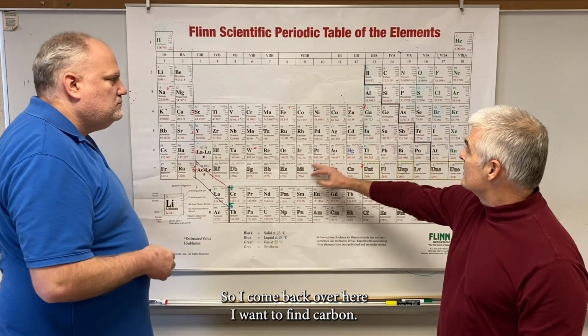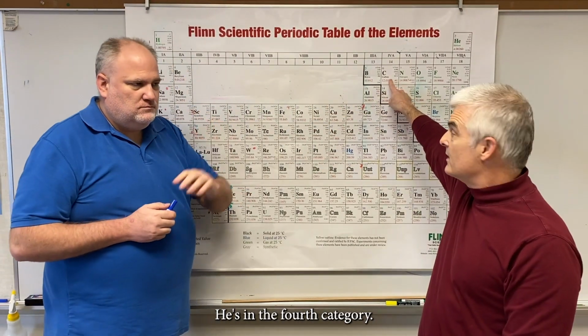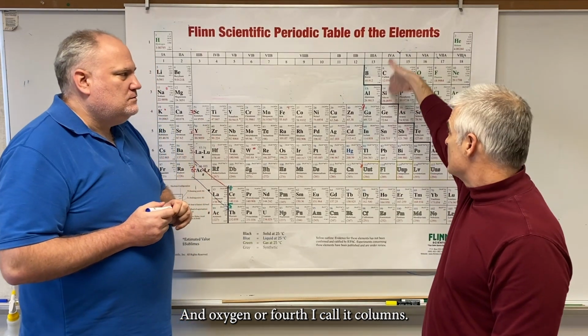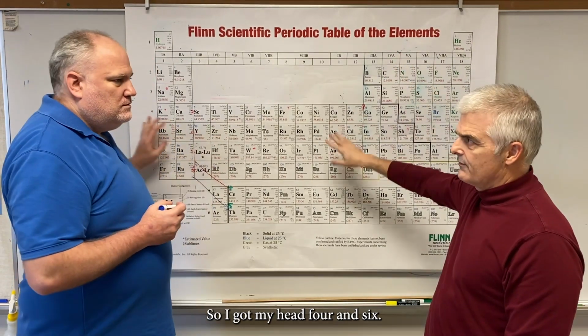So I come back over here, I want to find carbon. Carbon is 1, 2, 3, 4, in the 4th column, so there are 4 valence electrons, and oxygen is 6. So I have, in my head, 4 and 6.